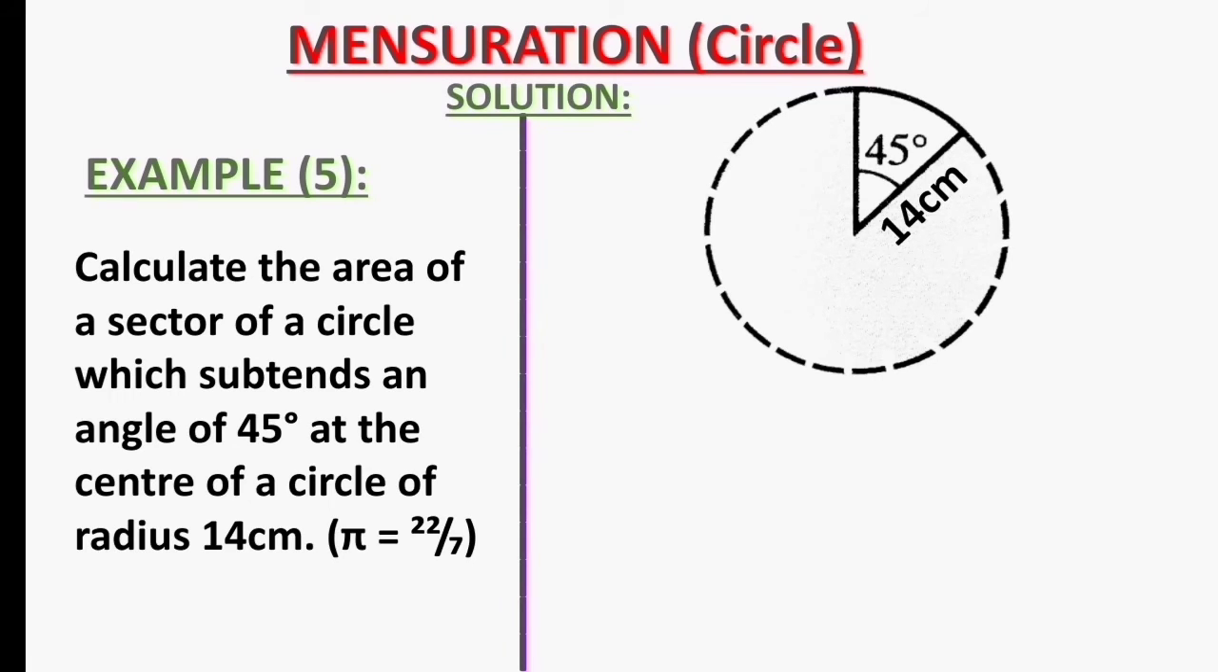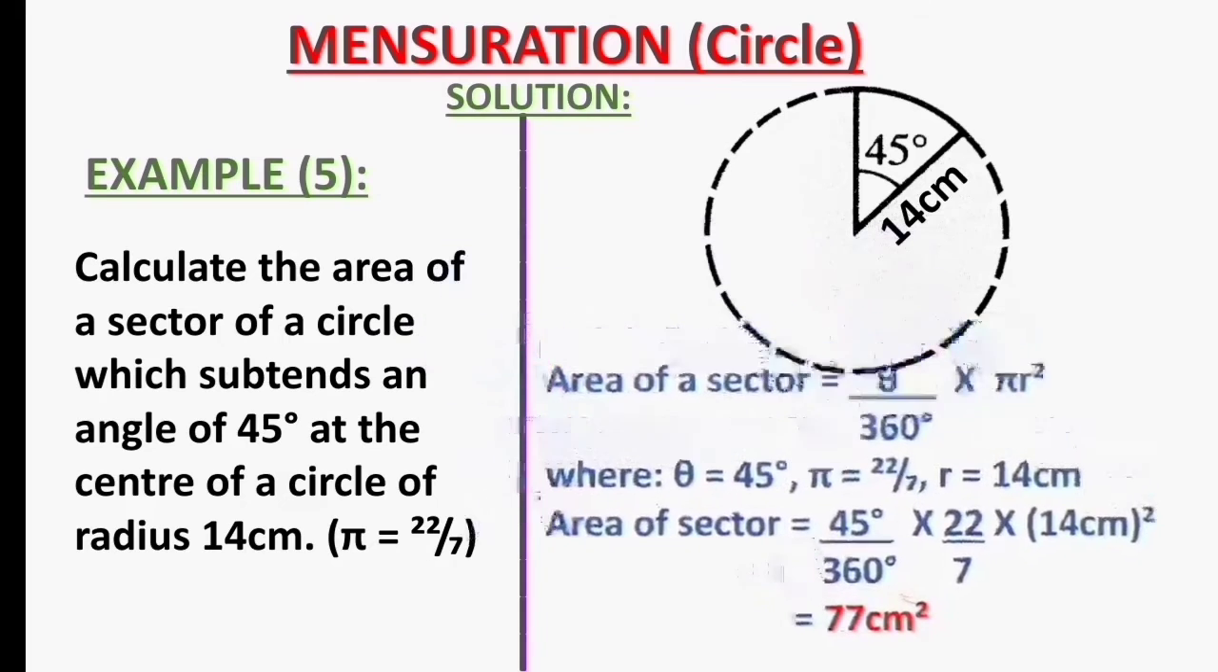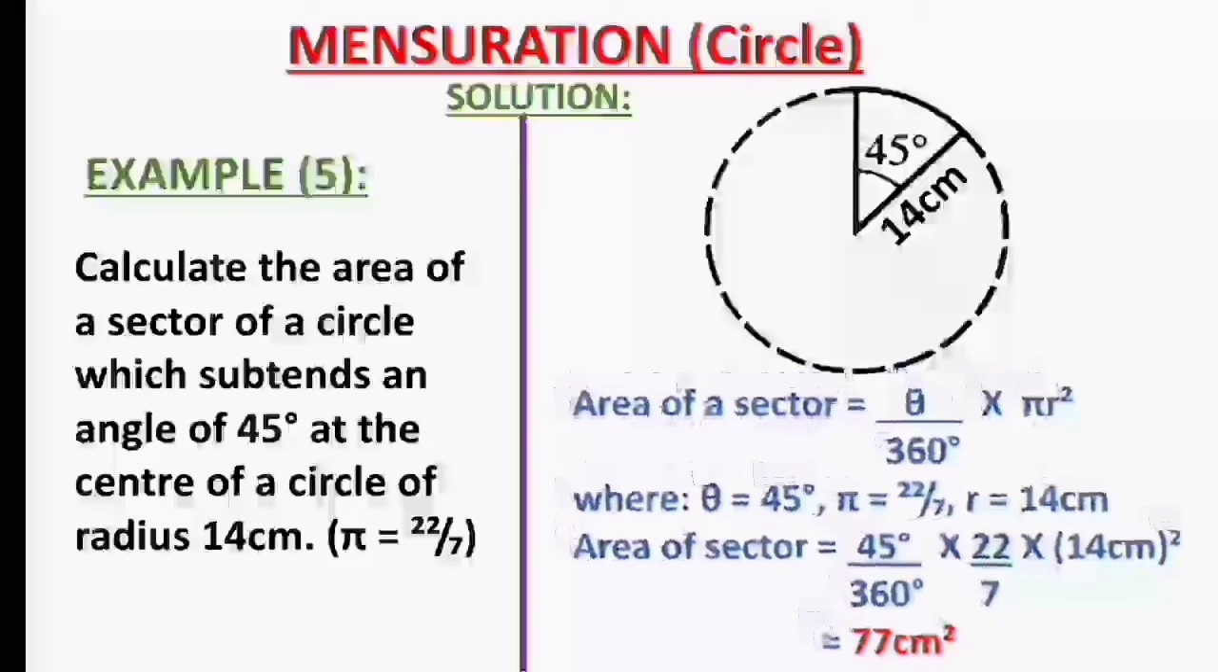Can you remember the formula needed here for the area of a sector? Let's see if you are right. The formula for the area of a sector is theta over 360 degrees times pi radius squared. In question 5, the angle is 45 degrees representing theta. Pi is 22/7 and the radius of the circle is 14 centimeters.